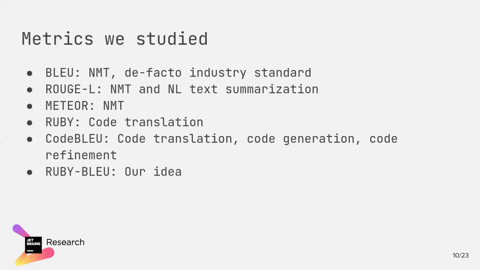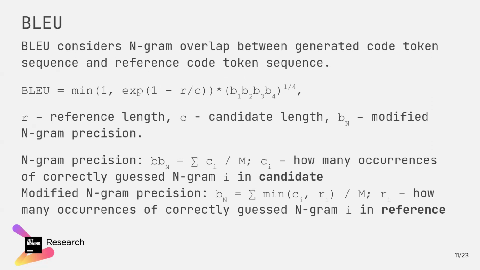CodeBLEU was created for a variety of code-related tasks: code translation, code generation, and code refinement. And finally, BLEU is a mixture of Ruby and BLEU metrics that we surmise to be suited well for the code generation tasks. I will now describe some of the metrics in more detail. So let us start with BLEU.